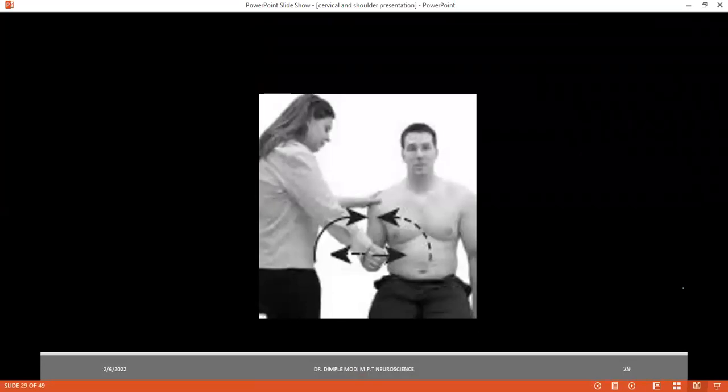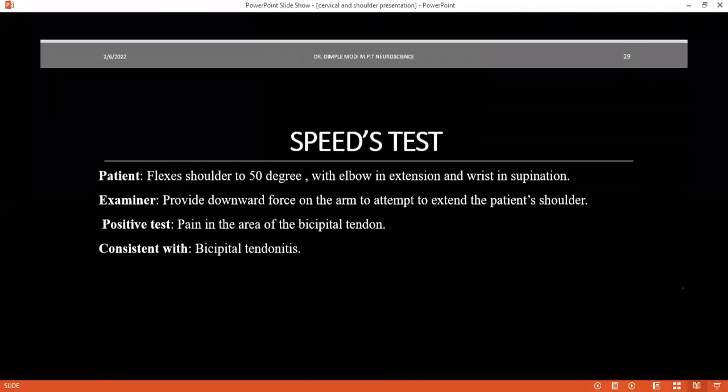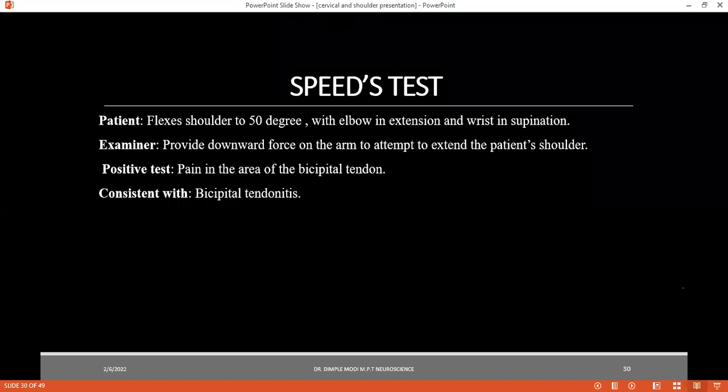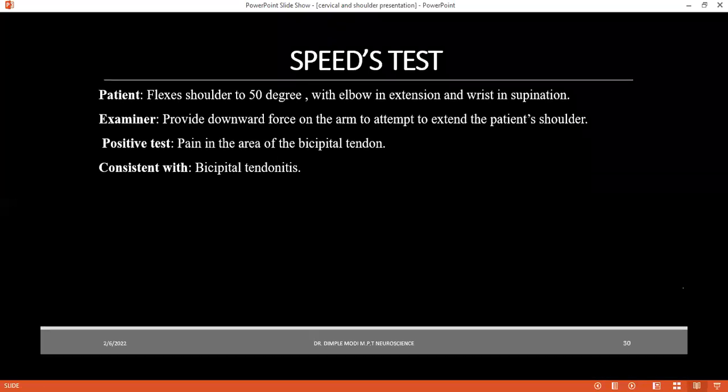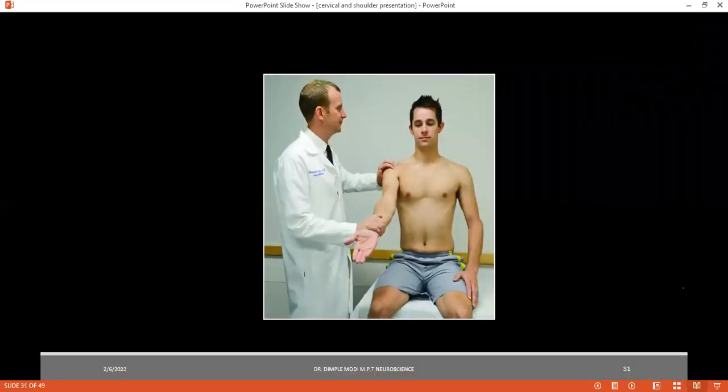Like this. In this, we are asking the patient to perform 2 movements. A speed test. Flex the shoulder to 50° with the elbow in extension and the wrist in supination. Provide a downward force on the arm and attempt to extend the patient's shoulder. We give the downward force so that the shoulder goes into extension. If there is pain in the bicipital tendon, it shows that it is a bicipital tendonitis, like this.